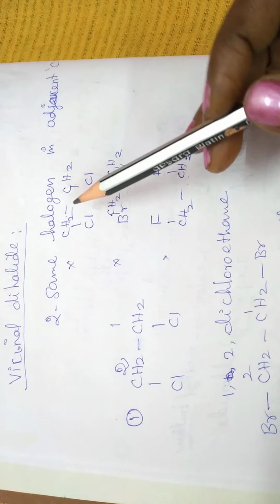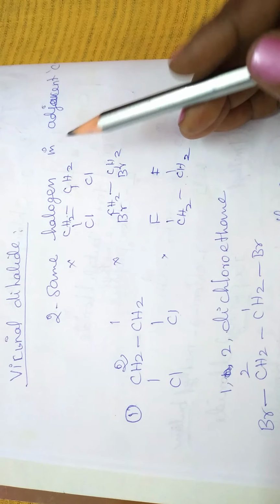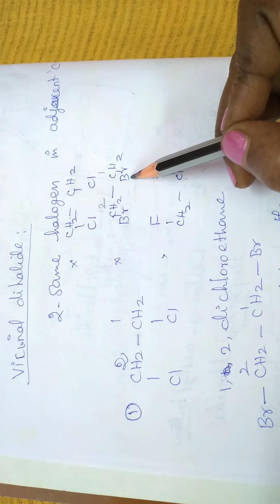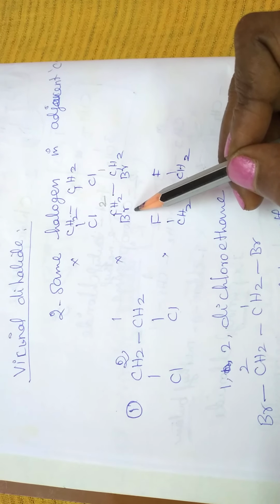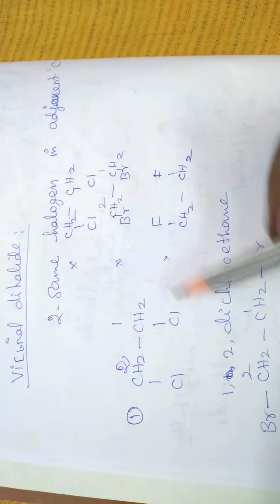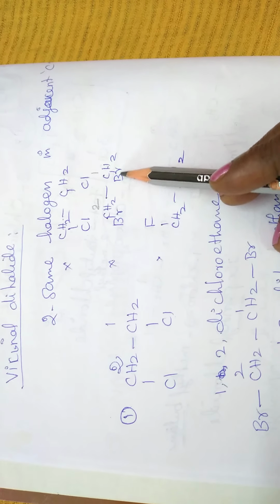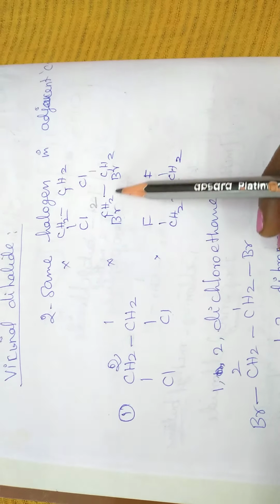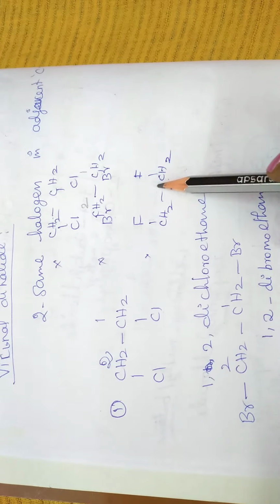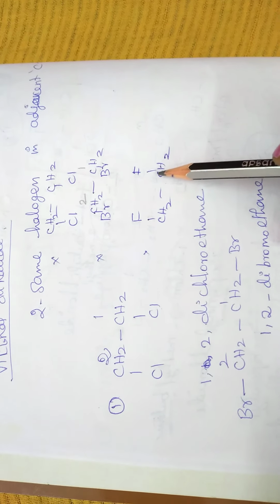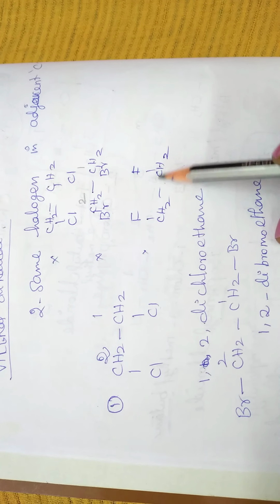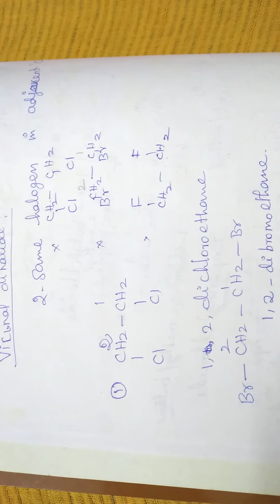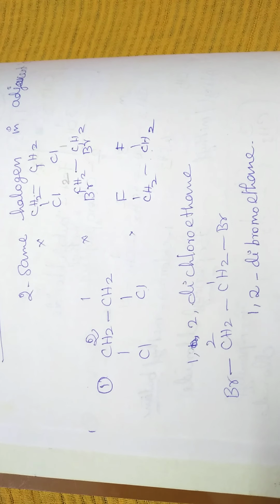How can we give the IUPAC name? Let me take this, 1, 2. So here in the first carbon bromine is present, and in the second carbon bromine is present. So we can write 1, 2 dibromo, and with 2 carbons it is ethane. 1, 2 dibromoethane. Here, if fluorine is present, 1, 2 difluoroethane. 1, 2 dichloroethane. Okay, that is vicinal dihalides.